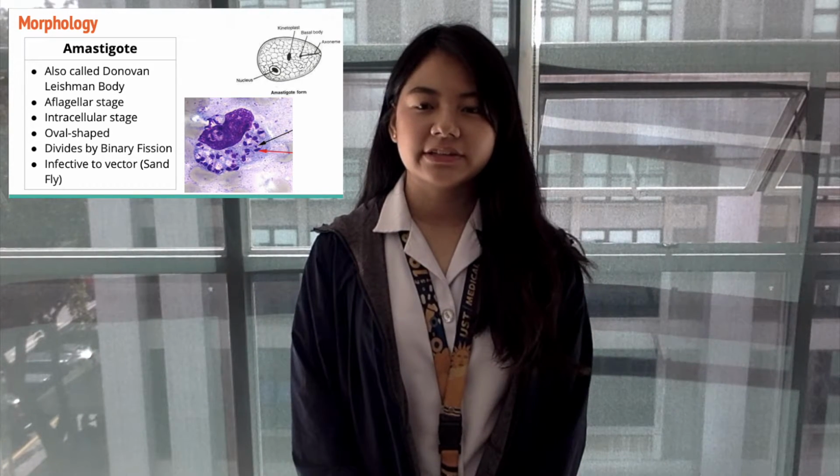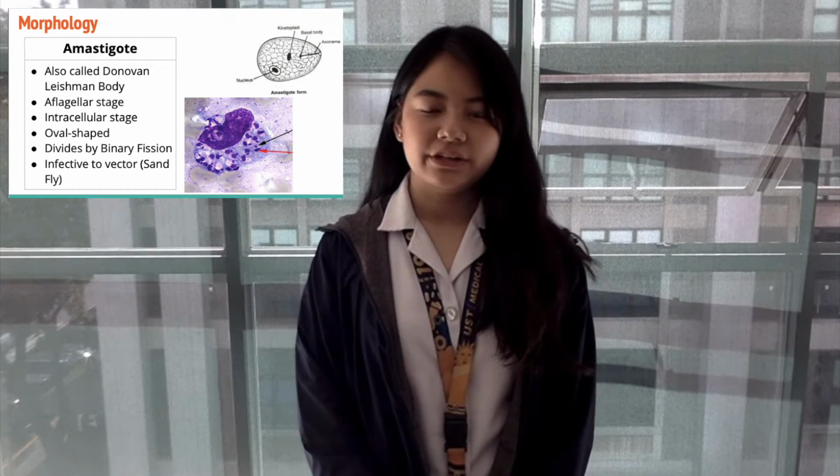The second morphological form we're going to discuss is the amastigote. It's also called the Leishman-Donovan body. It's an aflagellar stage. It is the intracellular stage, meaning it is phagocytized by phagocytic cells, namely the macrophages. It is oval-shaped, divides by binary fission, and it is the infective stage to the vector, which are the sandflies.